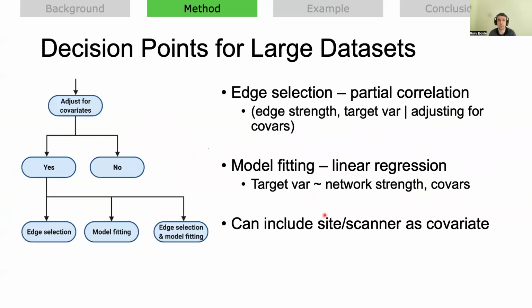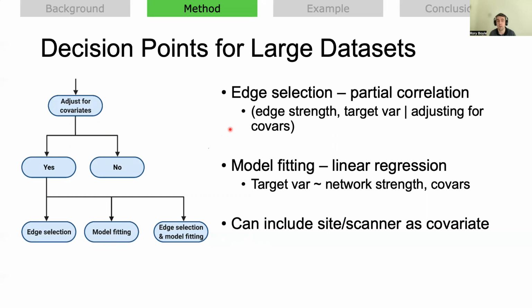So the first decision point is whether you should adjust for covariates. And if you choose to adjust for covariates, with respect to large data sets, you might want to adjust for site or scanner type as a covariate. But you could also adjust for things like head motion, age, sex, etc. So if you choose to adjust for covariates, you have further decisions. You need to choose which sort of method you will use to adjust for covariates.